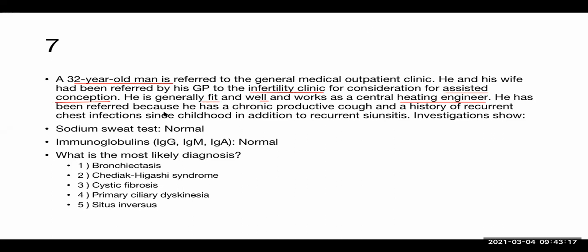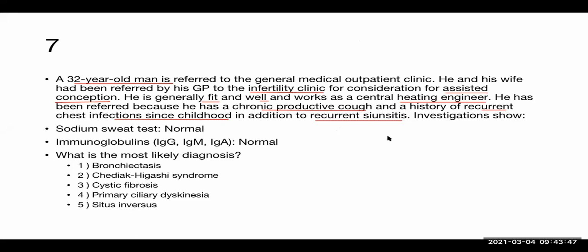He has been referred because he has a chronic productive cough and a history of recurrent chest infection since childhood, in addition to recurrent sinusitis. It's a very, very important clue given here. So those clues are chronic productive cough, a lot of sputum coming out when he coughs, recurrent chest infection, probably repeated bronchiectasis, and sinusitis.